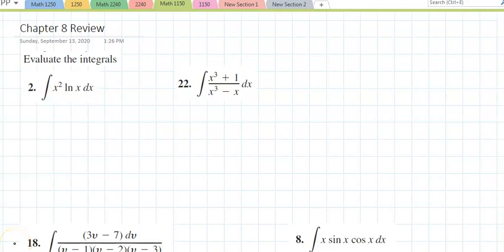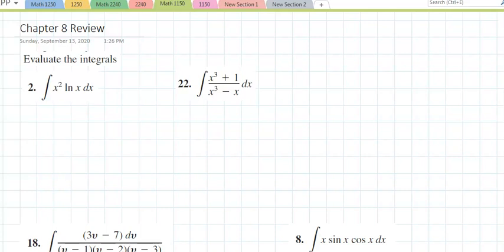Okay, chapter review. We have 3 chapter reviews. For chapter 8, it's such an important chapter. We really need to get this out of the way. As the coming chapters, you're going to be integrating non-stop and in the next course as well.